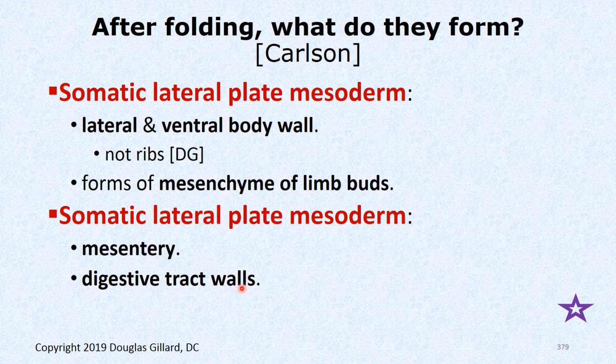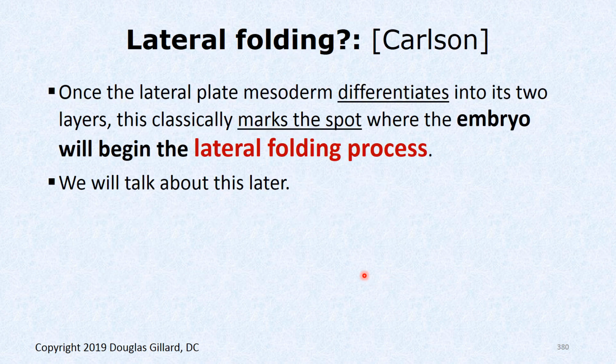Digestive tract walls. So the intestines, basically, it makes up the intestines. All right, so very important stuff. You can start studying this stuff right now. Lateral folding. So once lateral plate mesoderm, as I said before, starts differentiating into its layers, classically marks the spot where the embryo will begin the lateral folding process. We're going to talk about that later.